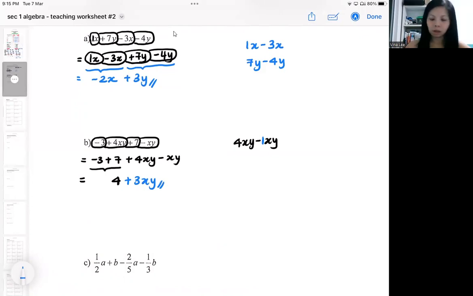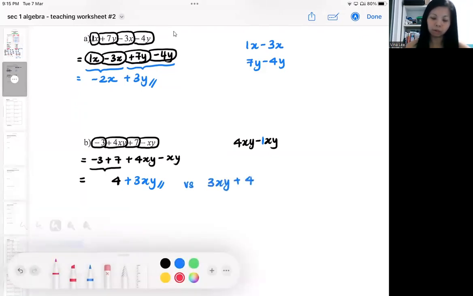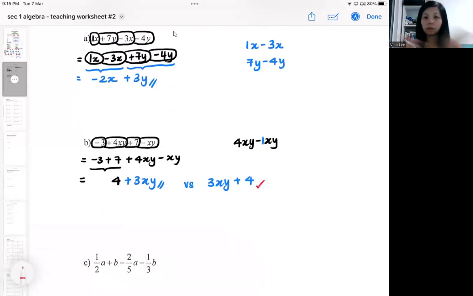Okay, so let's say another student gave me an answer like 3xy plus 4, that is perfectly correct also. So it's okay to reshuffle. So the same thing here. If a student gave me 3y minus 2x, that's also correct. So if I write 3y first, I do not need to write the positive. It is unspoken that when you write 3y, it is positive 3y. So it's okay to shuffle. It doesn't mean that a certain thing must come first. Okay.